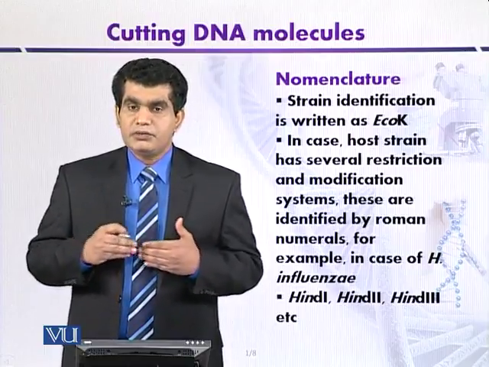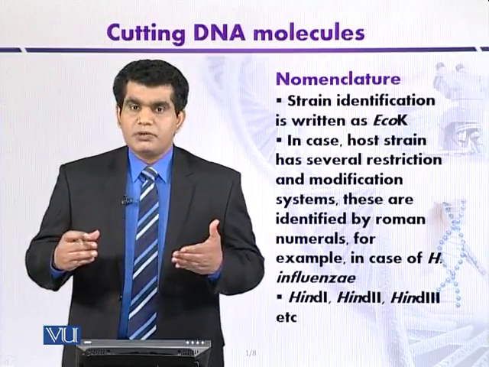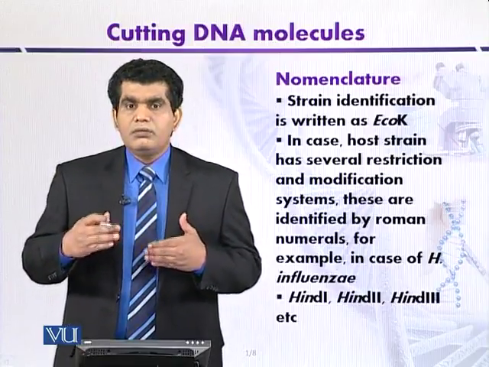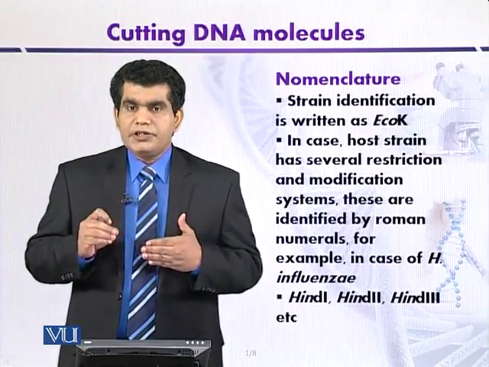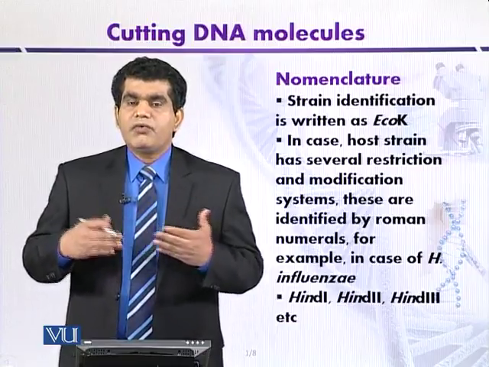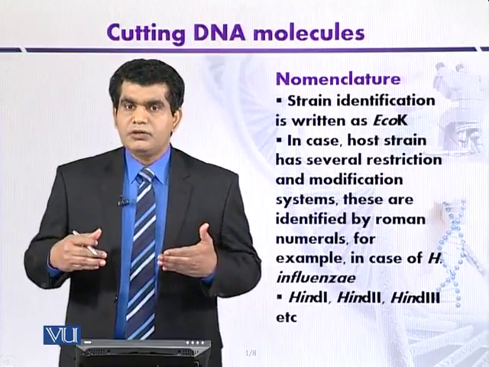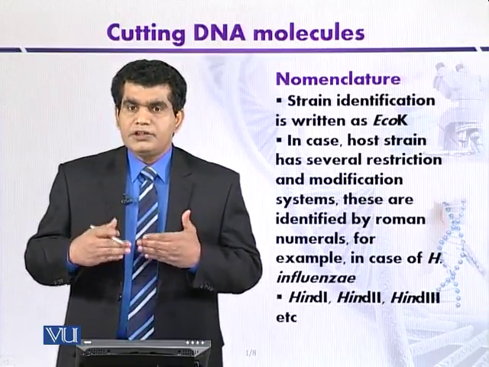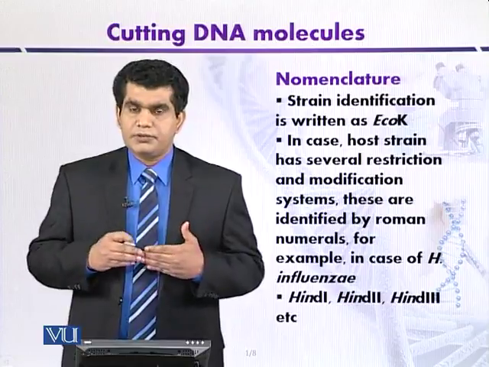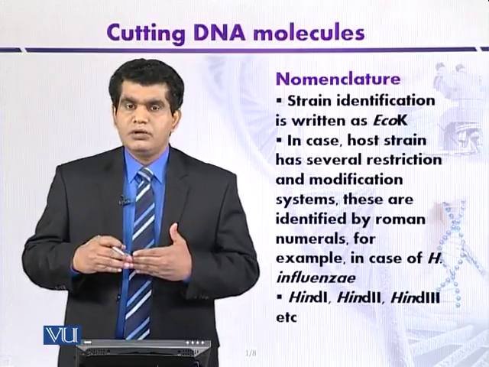And in the case of Haemophilus influenzae, strain D has been reported to produce different types of restriction enzymes. Now, there may be a possibility that strain D, now called HIND, may produce more than one type of restriction enzyme. If this is the situation, then after HIND the number of the restriction enzyme is written in Roman numerals, like HIND 1, HIND 2, HIND 3.